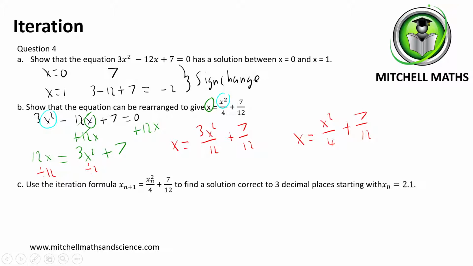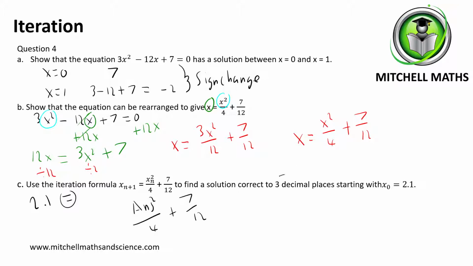And the last question is use the iteration formula, and you're going to start with x0 equals 2.1. And you're going to do the same method that I talked about earlier, where you're going to input 2.1 into your calculator and press equals to get it in your answer. And then you're going to type in answer squared over 4 plus 7 over 12. And every time you press equals, you're actually going to get closer to the value of x.